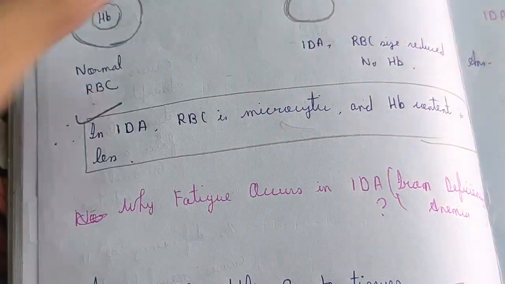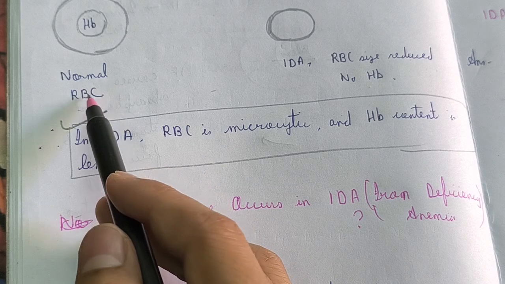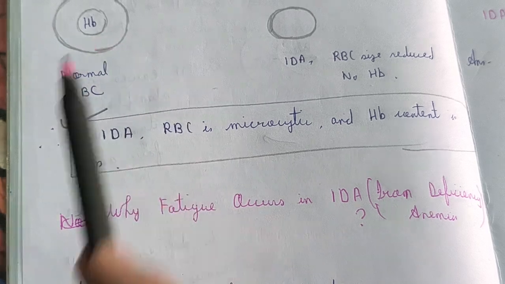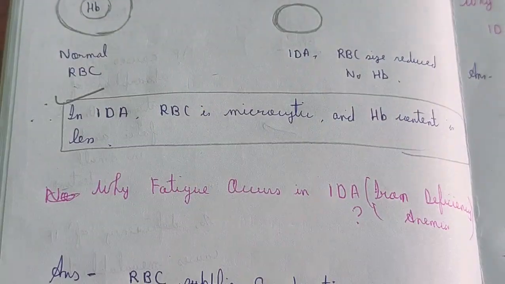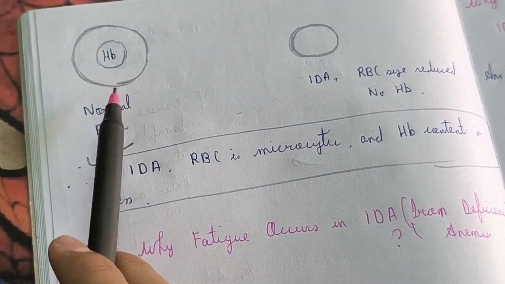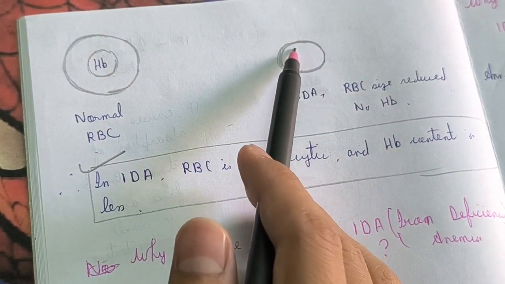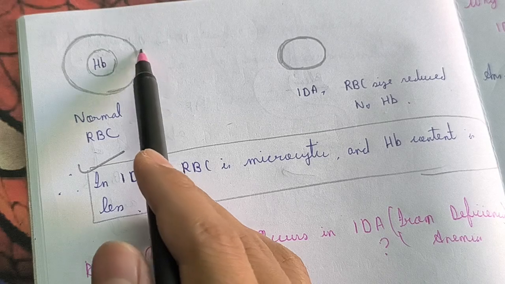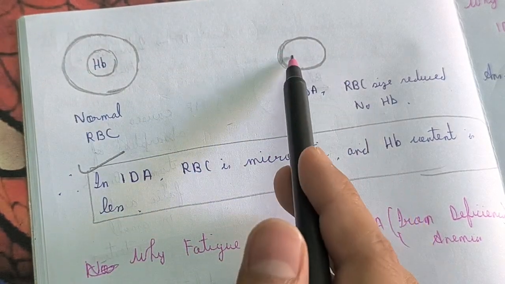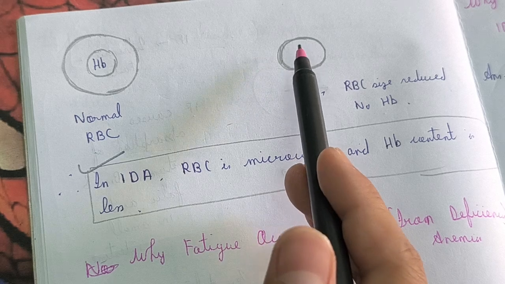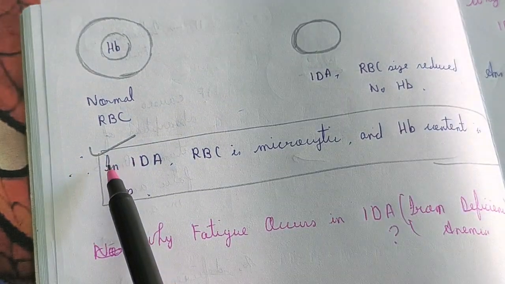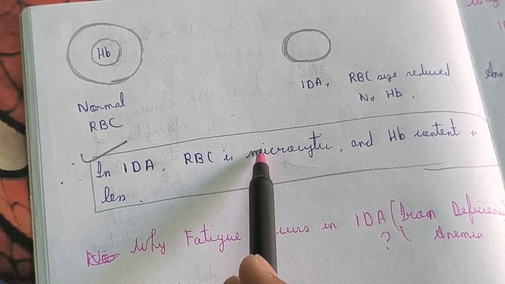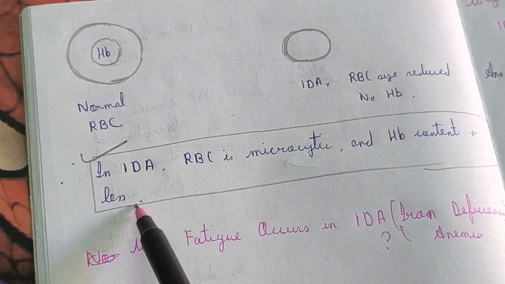Now you can see this is the normal RBC, and the normal RBC shape is biconcave, with hemoglobin present at the center. But here is the RBC shape in iron deficiency anemia. As compared to the normal, the RBC size is reduced, and the amount of hemoglobin has also been reduced. So I have written that in iron deficiency anemia the RBC is microcytic, that means its size is reduced and hemoglobin content is less.